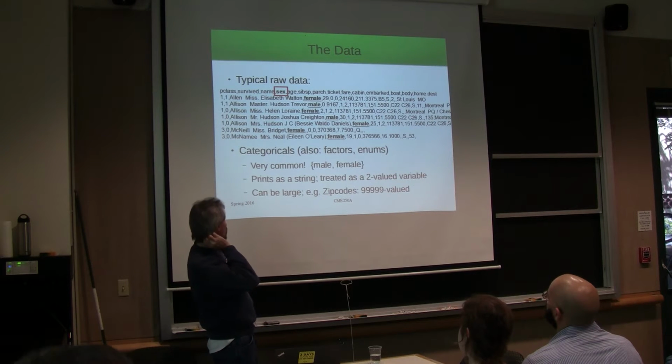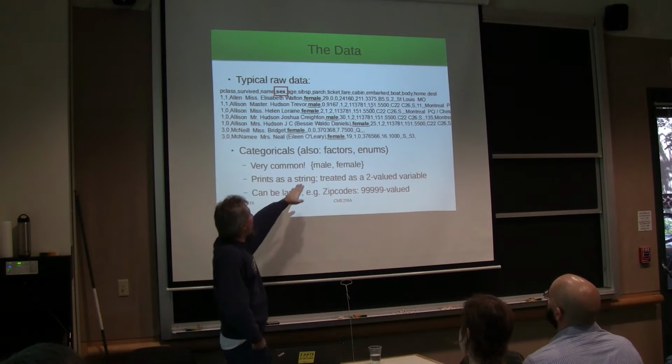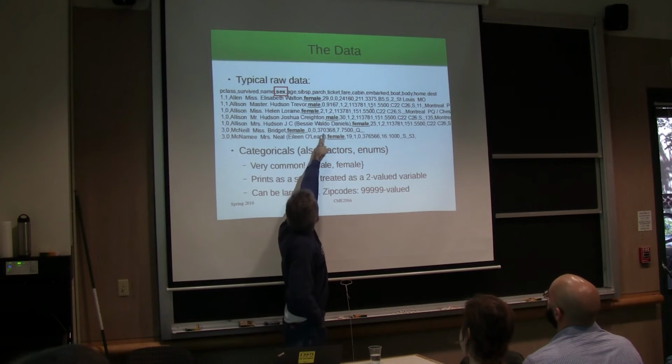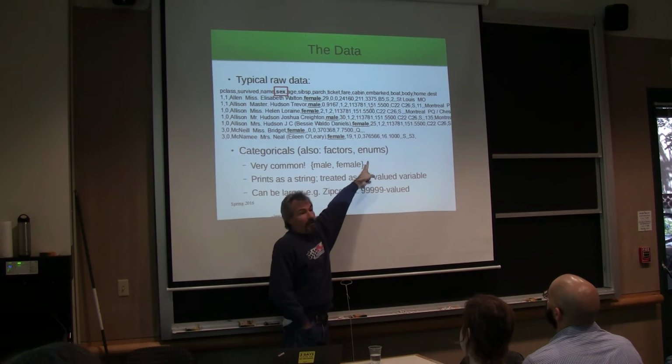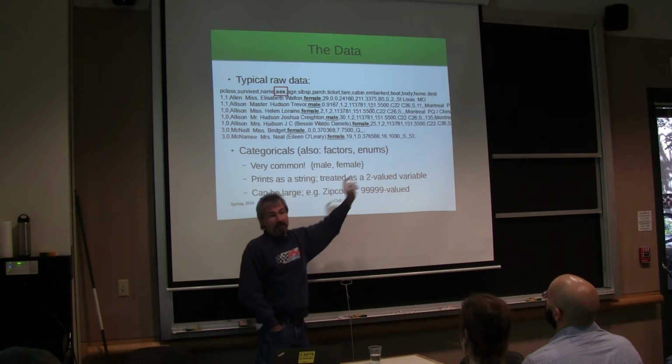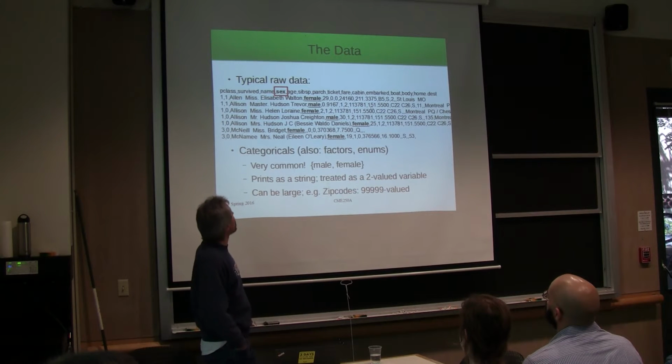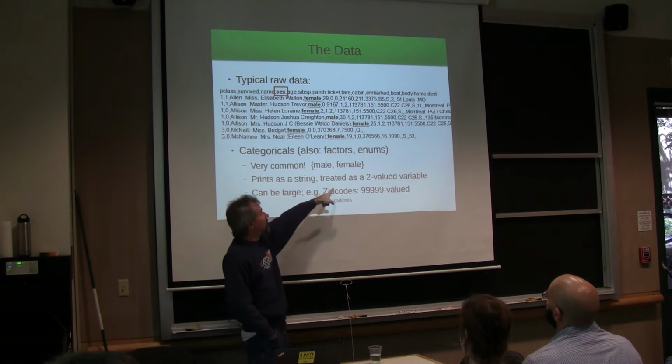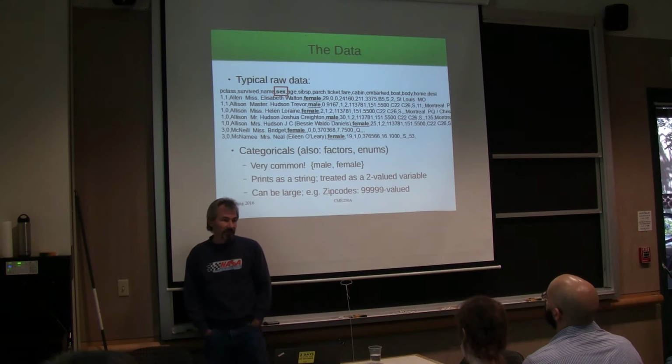This data has categoricals, or sometimes called factors, where the individual values of male and female might be called levels, or an enumeration if you're looking at a standard programming language. And that's a real common thing as well. You might like to think of it and print it as a string, but it's a two-value variable. It's true or false. It's one or the other.